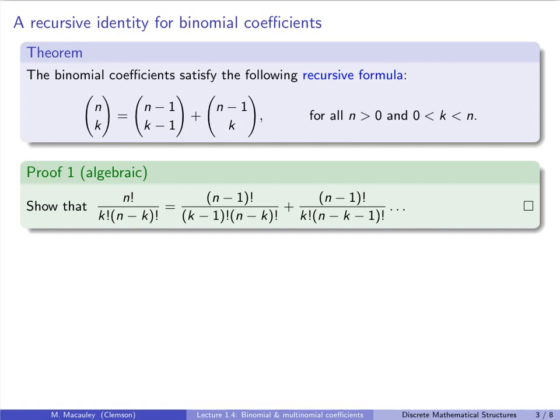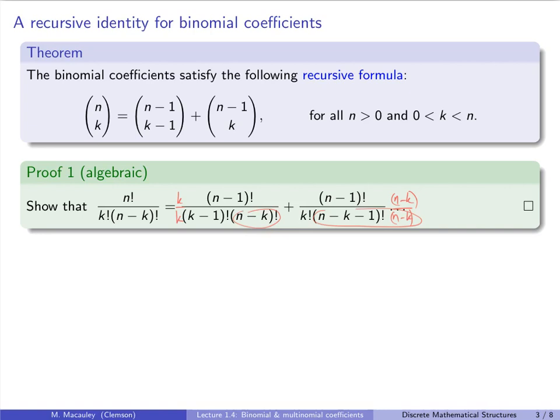So how would you show that? I'm not going to do it, but I'll give you a hint. If you want to add these two fractions and show that they're equal to this, find a common denominator. This is almost the common denominator, so to make it the same, if you multiply top and bottom by k, then this becomes k factorial, and if you multiply this one top and bottom by n minus k, then this becomes n minus k factorial, and actually this is pretty short.